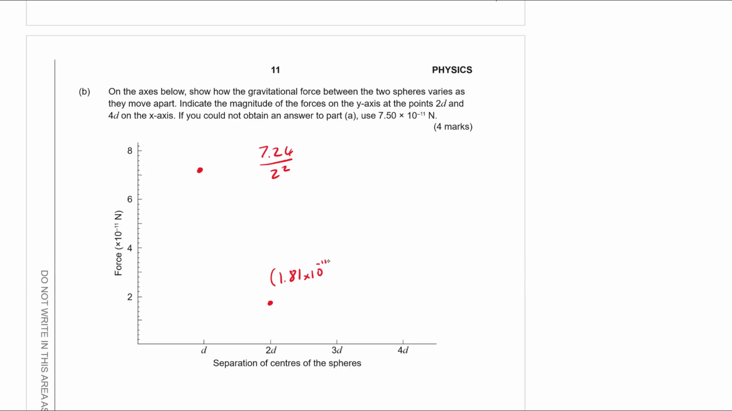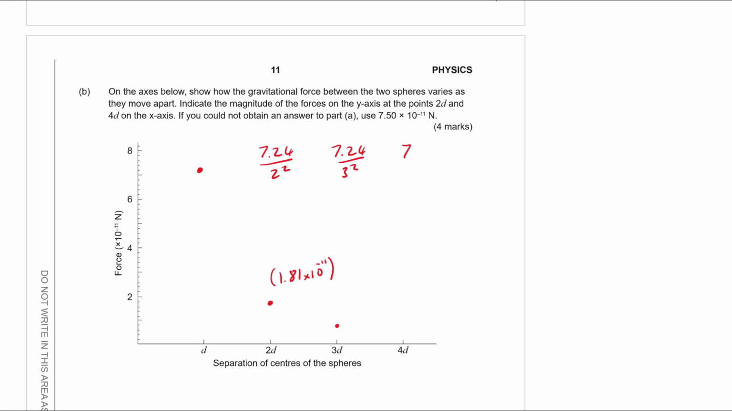The question says that you need to indicate the magnitude of those forces with a number. You can either do it here or on the y-axis, it doesn't really matter. For 3D, it's going to be 7.24 over 3 squared, and I think you end up with about 0.8. It doesn't actually ask you to work out 4D, but if you were going to do it, it'll be about here.